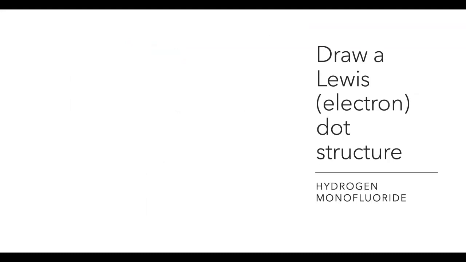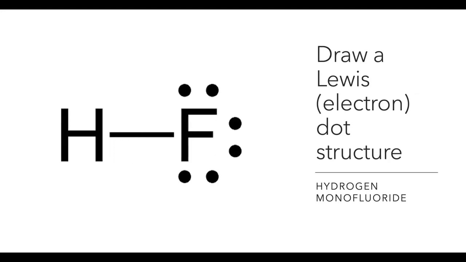How about hydrogen monofluoride? Again, a great time to pause the video. Hopefully you came up with something like this. Hopefully you were thinking about your valence electrons at the start. Hydrogen with 1, fluorine with 7 for a total of 8 valence electrons. Once you put in that bond, of course that's 2 valence electrons, so that means you only had 6 left. Hydrogen is okay with only 2, so hopefully you gave the rest of those to fluorine.